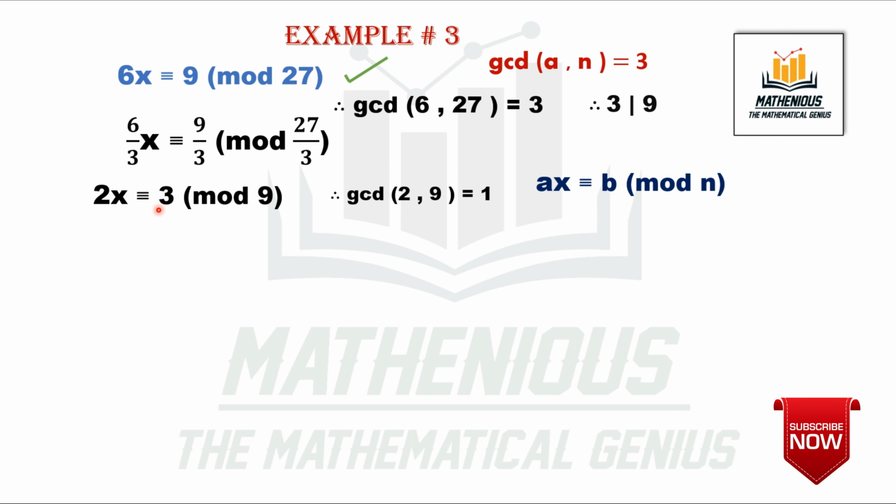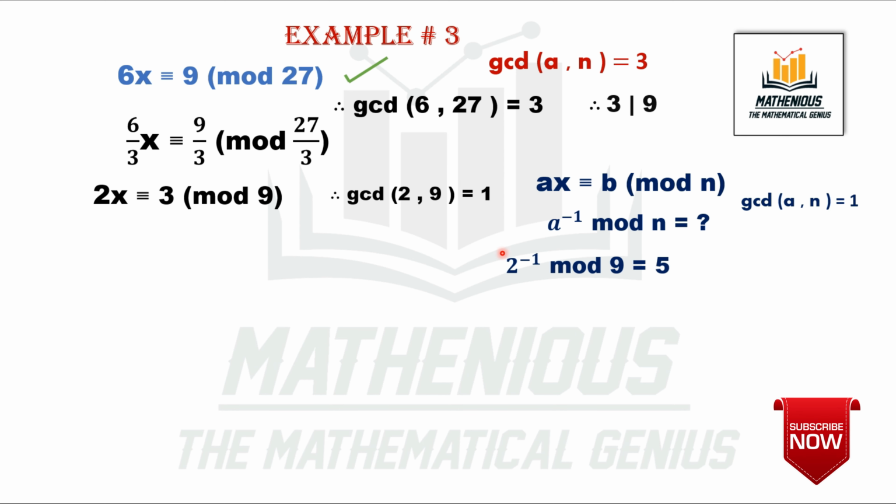2x is congruent to 3 mod 9 is solvable, and ax is congruent to b mod n is a basic example of congruence. As the GCD is 1, we can solve it by the inverse modulo method. So GCD of a and n is equal to 1, and a inverse mod n has to be calculated by us. In this question, by equating this congruence with the general one, we can see that a and n are 2 and 9 respectively. 2 inverse mod 9 has to be calculated by us. I am not going to calculate it again, I am just writing the answer. 2 inverse mod 9 is equal to 5.